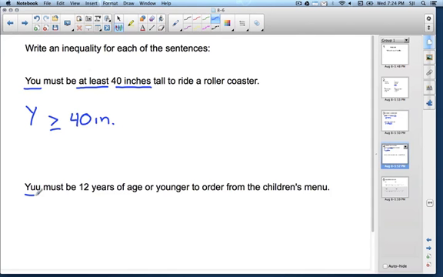You must be 12 years of age or younger to order from the children's menu. So you must be 12 years of age or younger to order from the children's menu. So let's think about this. Do we have any important words here that we saw over here?